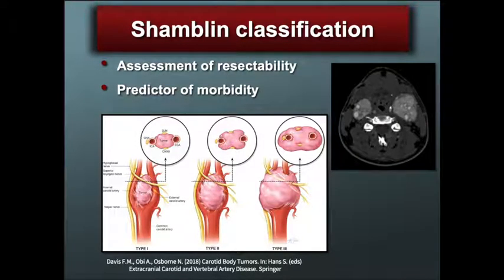The only curative treatment for glomus caroticum tumors is surgical resection. However, this can be frequently associated with neurological morbidity after surgery. And the Shamblin classification is basically a predictor of this morbidity. It helps us and the surgeon to counsel the patient accordingly. If the tumor does not cause any displacement of the internal or external carotid artery and does not surround the vessel, it's a type 1. However, if it's causing displacement and surrounding either of the vessels more than 270 degrees, it's a type 3, which is associated with a much higher morbidity.